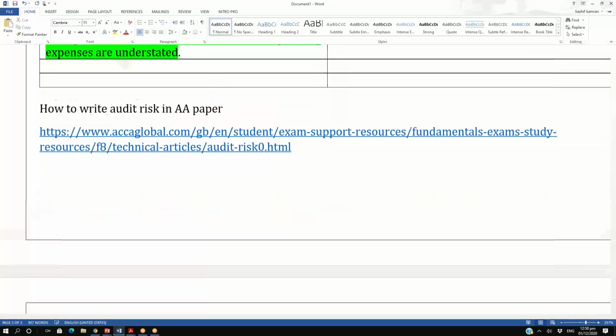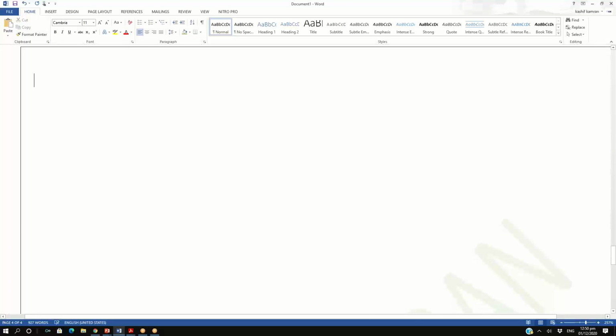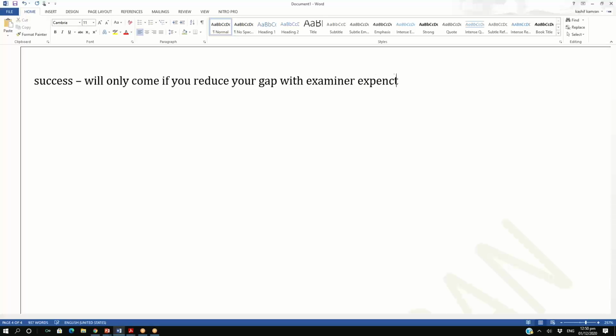So I'm just leaving you one last thing, which I would recommend here: the success in the AA paper will only come if you reduce your gap with examiner expectations. Now, you should know the examiner expectations. And the only way of doing that is to read the mind of marker, the double A. And I would share this document with all of you.